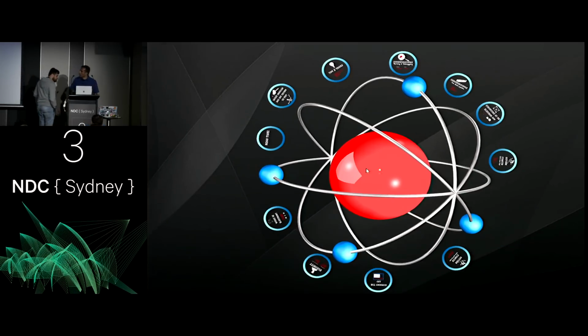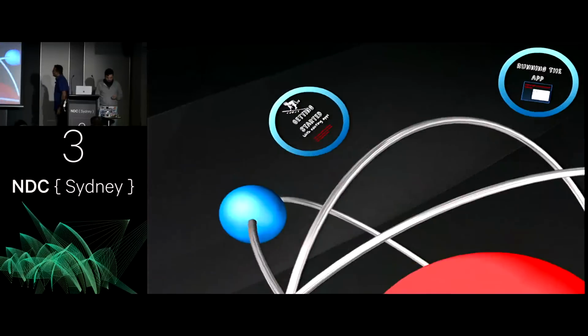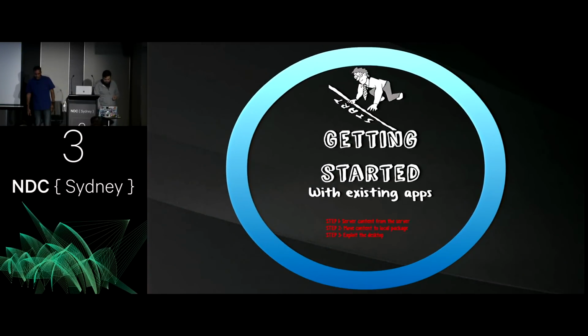All right. So we've done the demo, so let's look at how to get started. For a lot of people, you already have an existing application, and you're thinking, how do I actually move this across to Electron? So how do we do it?